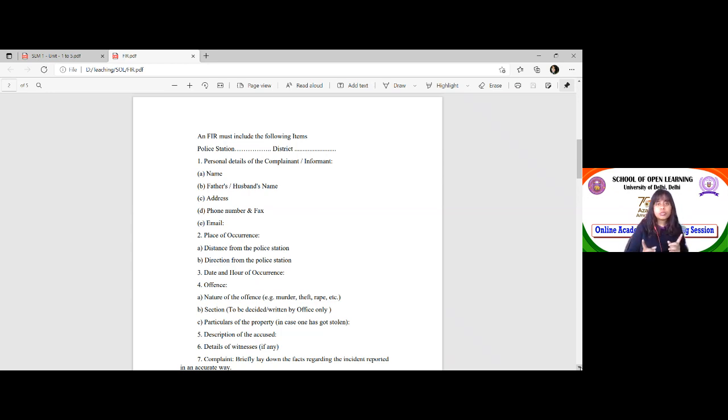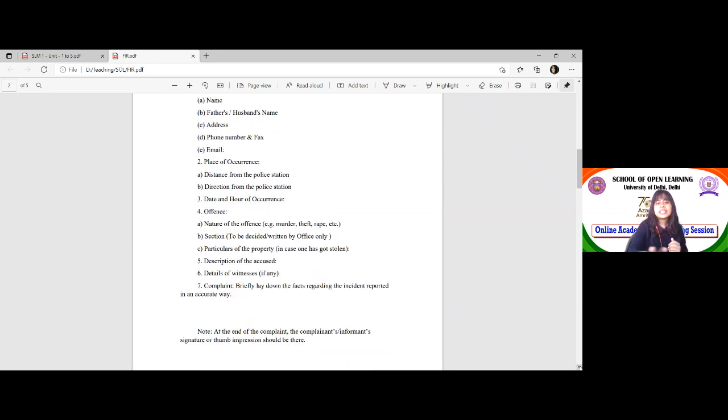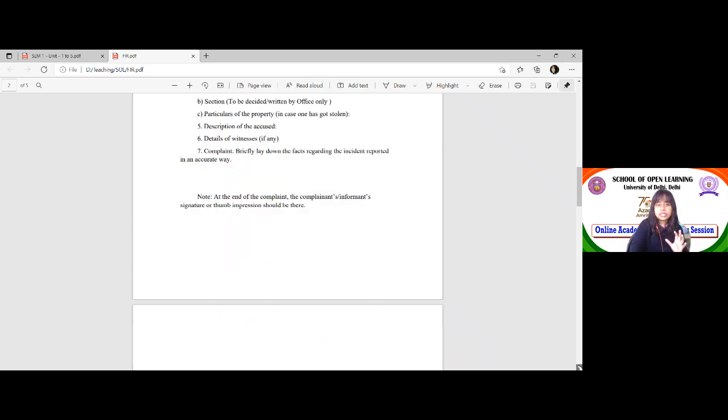Then you will write the nature of the offense, like what has actually happened. Then you will ask the police station about the sections. This section is obviously something that the officer does, because we don't know all the sections in the IPC, right? Like what law falls under it, or what does it state, so that the police officers only do it. Then you will write the particulars of that. You will describe your item. If you suspect someone, you will describe the person that you suspect. And if there were any witnesses, you will write the details of them. And then you will lay down the facts. And this is the basic format.